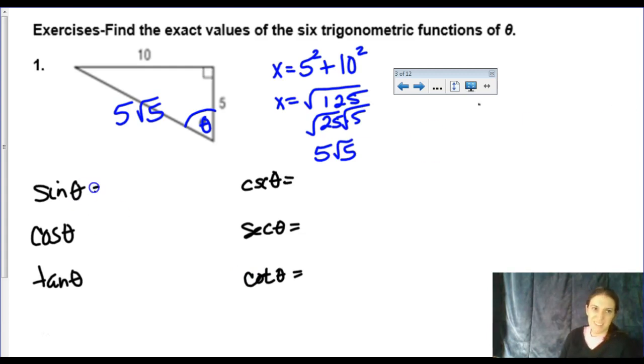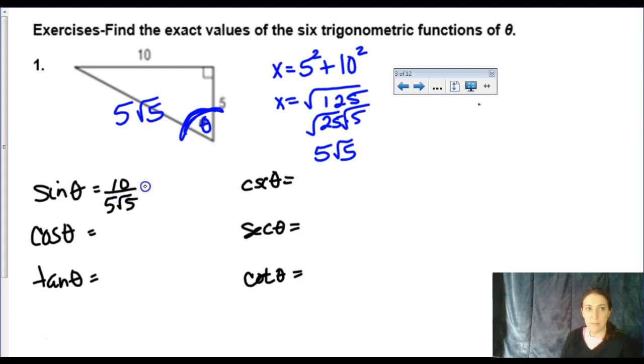Because isn't it easy just to do them kind of at the same time? Or at least reference the original one. Alright, so sine is, here's our angle, remember. Sine is opposite over hypotenuse. So we would start off with opposite over hypotenuse.